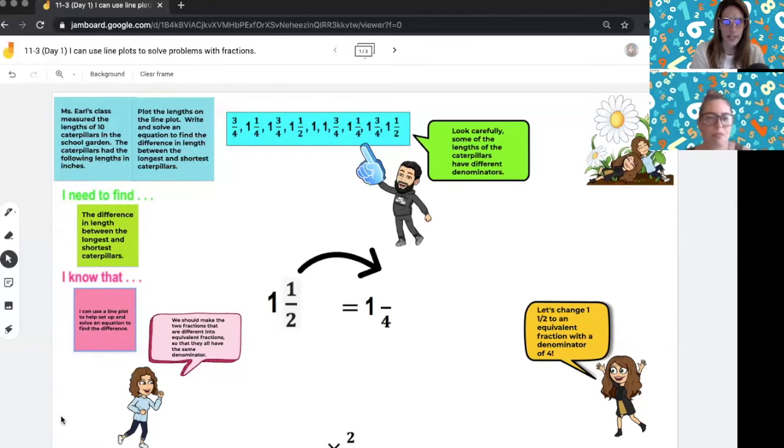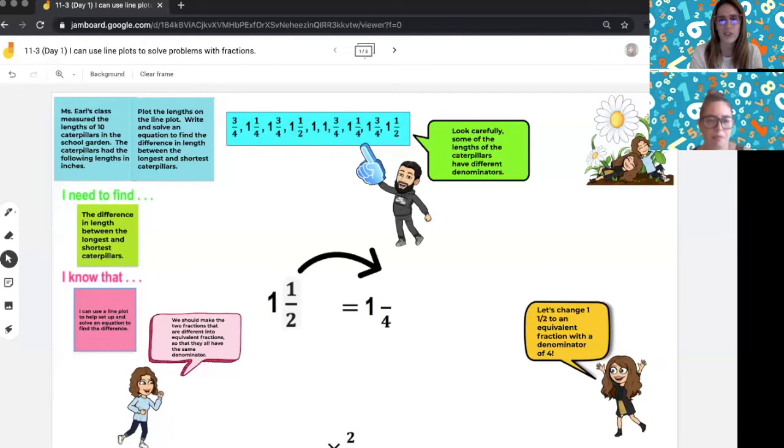My Bitmoji is telling us that we should make the two fractions that are different into equivalent fractions so that they all have the same denominator. Yeah, and my Bitmoji is saying, let's change the 1 1/2 to an equivalent fraction with a denominator of 4. This way it matches all the other pieces of data. So I'm seeing here right under the arrow, we're trying to convert 1 1/2 into something 1 and blank fourths.